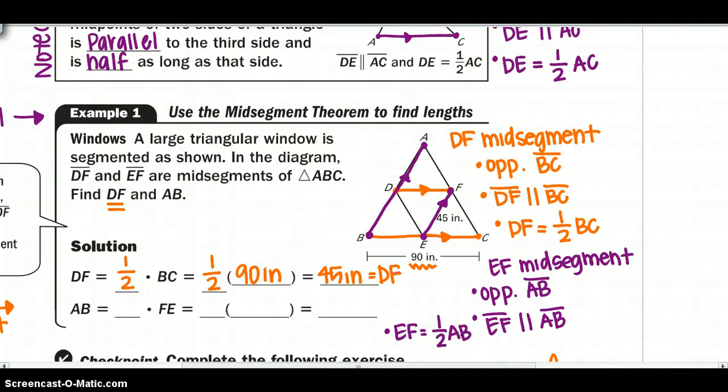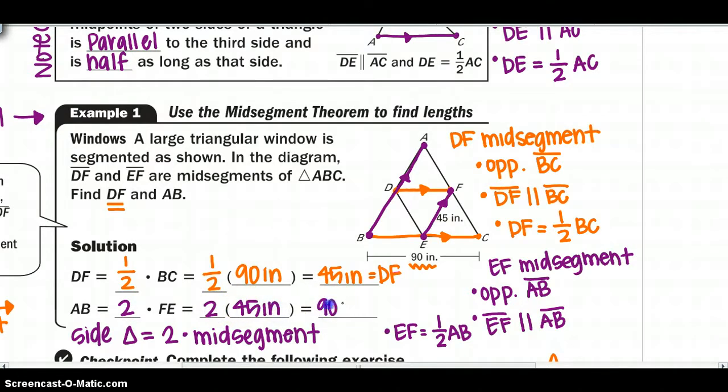But what if we need to solve for one of the side lengths of the triangle? Well, we know that the side of a triangle equals 2 times our mid-segment. So we multiply our mid-segment's length times 2 to find this side of the triangle. So AB is 2 times FE. FE is 45, so we take 2 times 45 inches to give us 90 inches for AB.